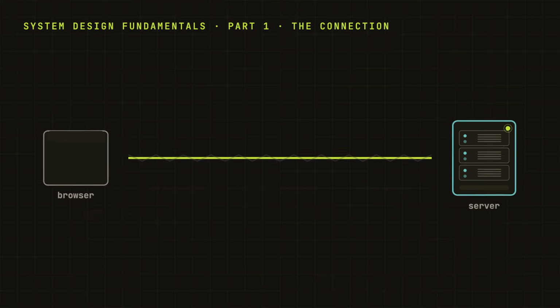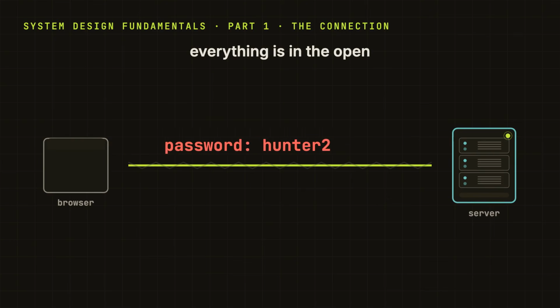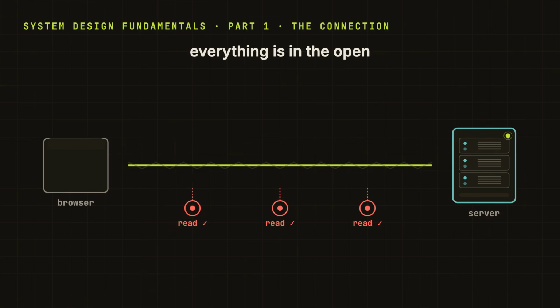Okay, so now we have a reliable connection, but there is still a big problem. Right now, everything traveling on this connection is in the open. Anyone in between on the same network or at your provider can read it. Your password, your card number, everything. So we need to encrypt it, meaning scramble it, so that only the two ends can read it, and anyone in the middle just sees nonsense.